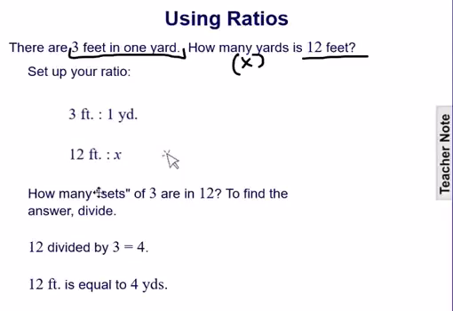Well, how many sets of 3 are in 12? We could also think, what are you multiplying 3 by to get 12? You could always divide, right? 12 divided by 3 equals 4, so that's why we're going to multiply by that factor of 4 to get that 12 feet is equal to 4 yards.